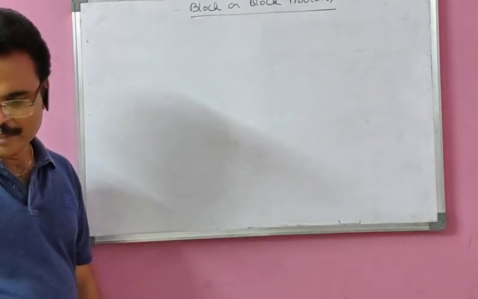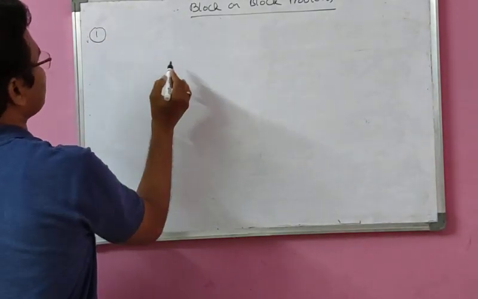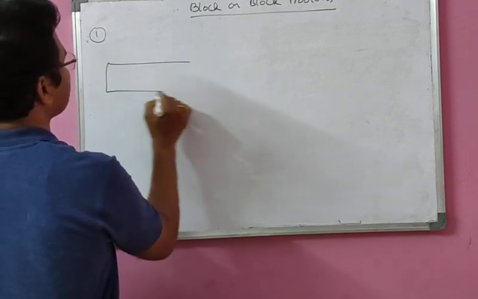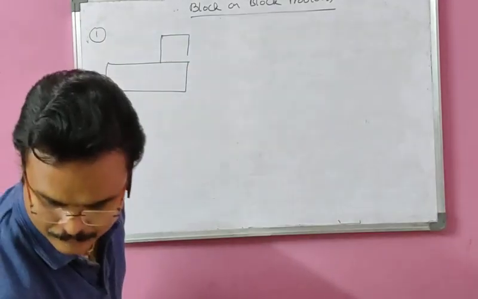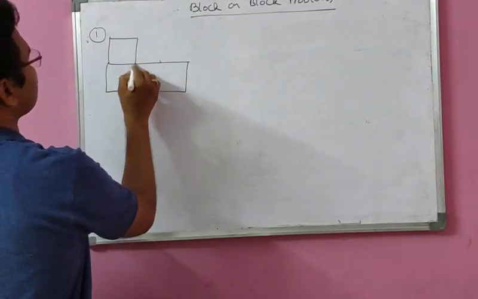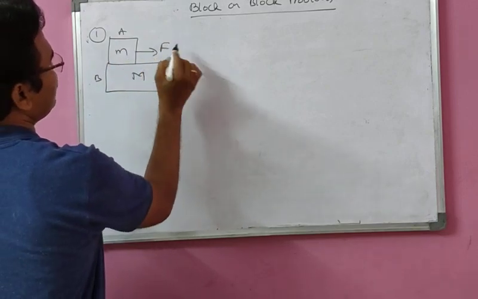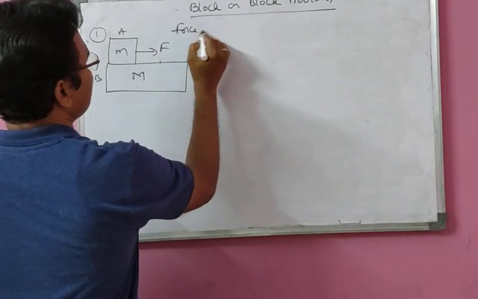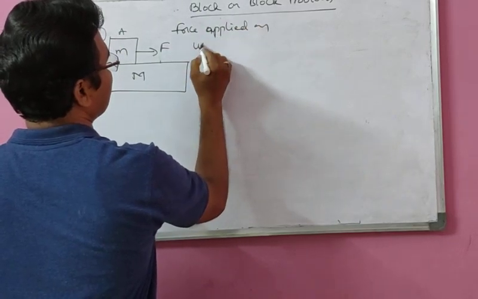So here we are going to take two cases. The first one I'm taking is two blocks. This is A, this is B, small m, this is capital M, and force F is applied on the upper block. So the first case is what here? Force applied on upper block.